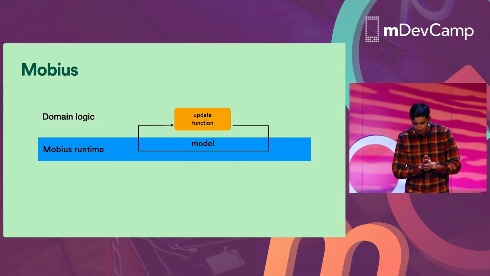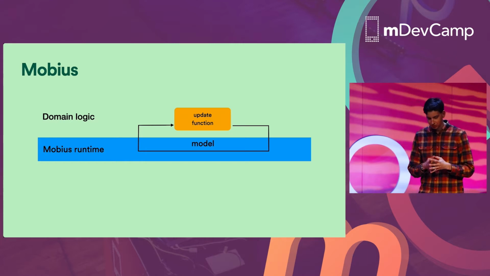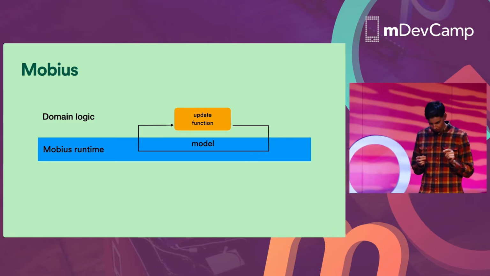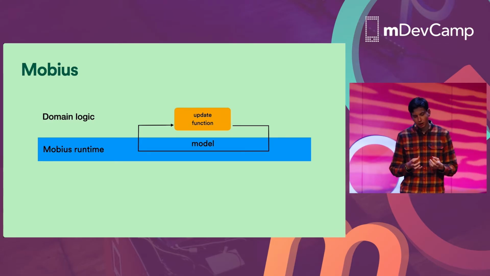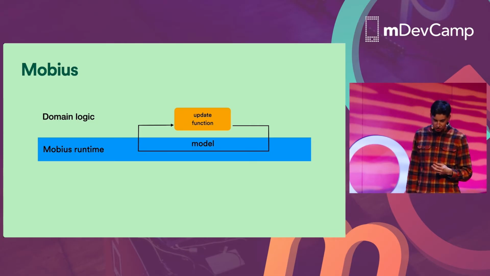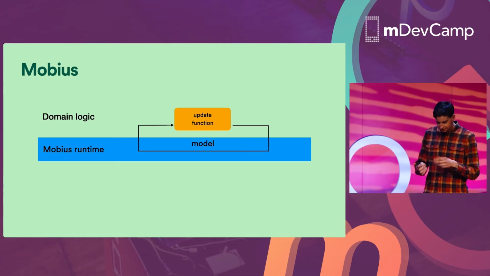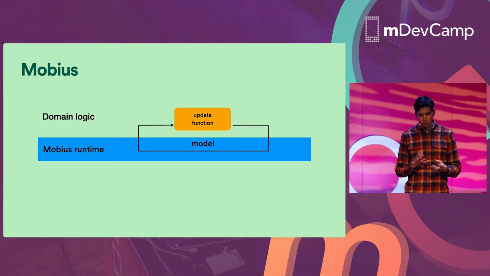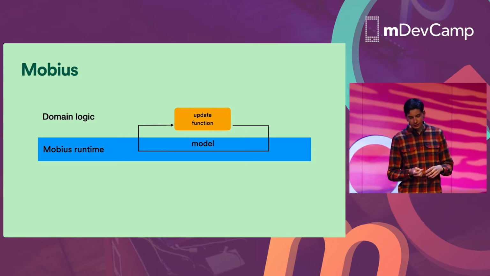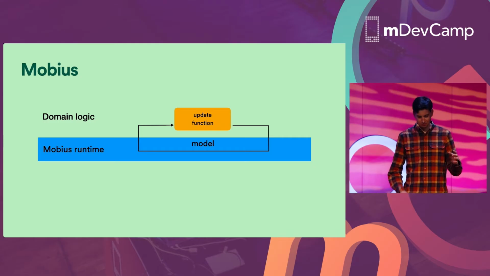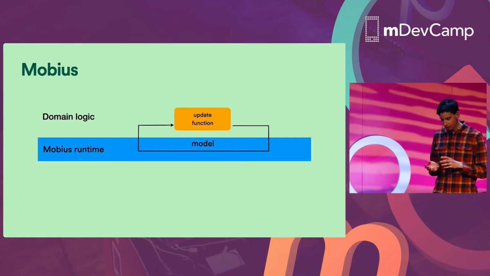At its core, Mobius manages the evolution of a state value, which we refer to as the model. The model is immutable, meaning it cannot be changed directly. Instead, the changes always have to go through the so-called update function. This function defines the rules for how the model should be modified. And if you're familiar with Redux, this concept is essentially what's known there as a reducer.